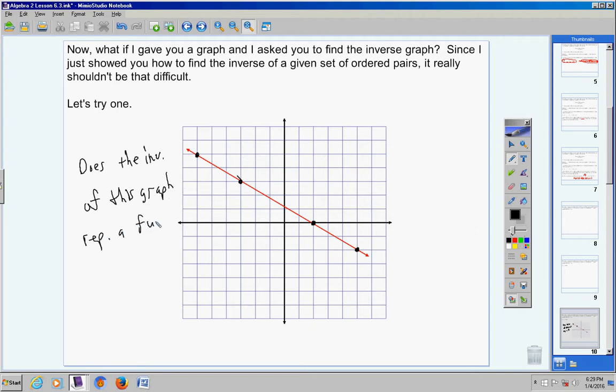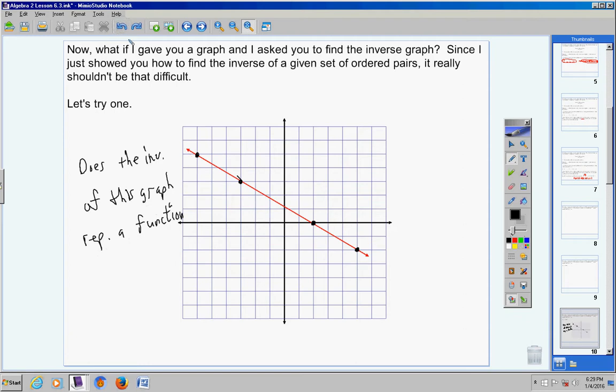Now you say, well, Mr. Earhart, that's stupid. We just had the blue graph up here. We know it does. But pretend that you didn't. Pretend that I'm not going to allow you to draw the blue graph. Pretend I'm not going to allow you to draw the inverse graph. I just want you to look at this graph here and then tell me yes or no.